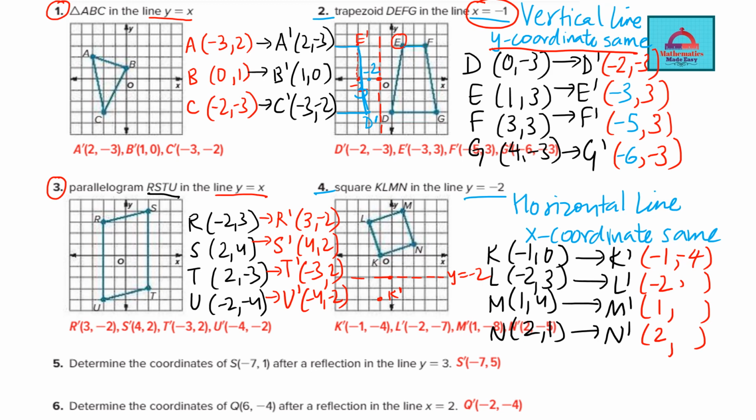Similarly, you take next point, say N. N is at a distance 3. So N prime will also be at a distance 3. So what will be the coordinate of N prime? -1, -2, -3, -4, -5. So here the coordinate that will come is -5. In a similar way, you complete for L prime and M prime. For L prime, the coordinate will be -7, and for M prime, the coordinate will be minus. So this is how you complete questions 1 to 4. Let's do question 5 and 6 in the next slide.